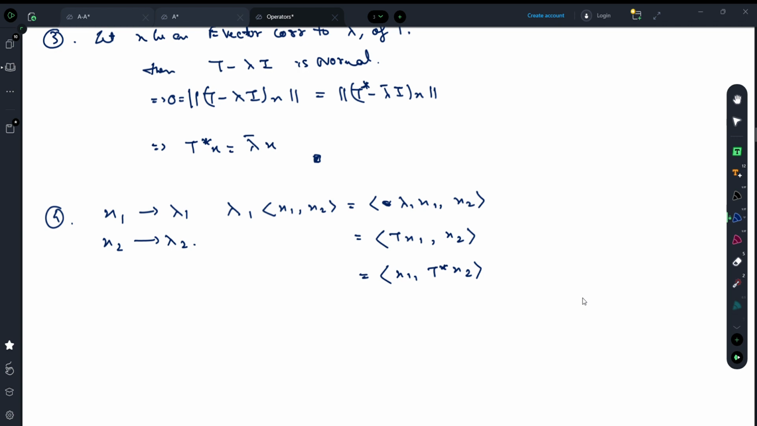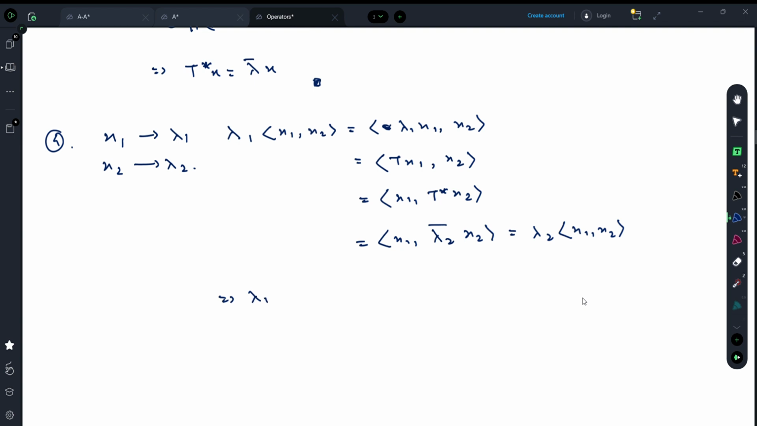But since x2 is an eigenvector corresponding to lambda 2 of T, then x2 must correspond to the eigenvalue lambda 2 bar for T*. So this is the same as the inner product of x1 with lambda 2 bar x2. But then I can again take lambda 2 out. So this equals lambda 2 times the inner product of x1, x2. But then this implies (lambda 1 − lambda 2) times the inner product of x1, x2 is 0. But lambda 1 is not equal to lambda 2. That's immediately the statement we started with, eigenvectors corresponding to distinct eigenvalues. So this immediately means that the inner product of x1, x2 is 0, and that is exactly what we needed.